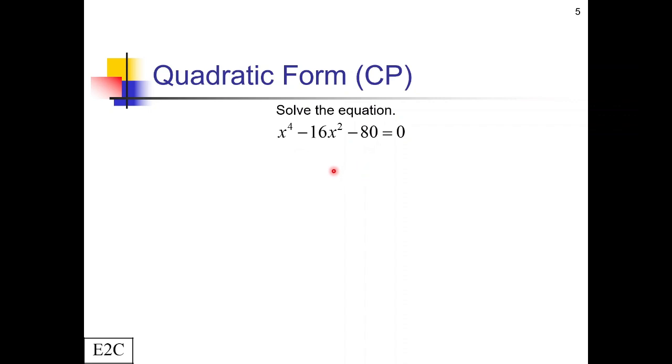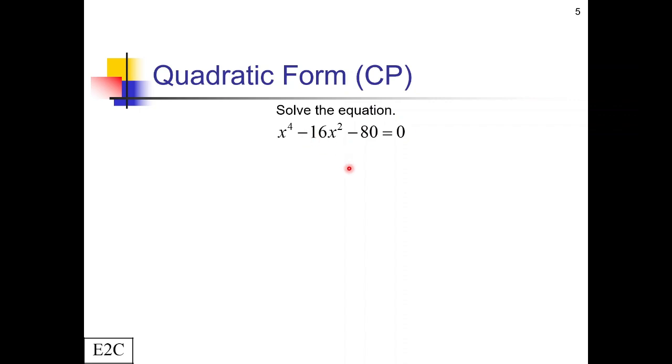Alright, so I'm going to treat this like a quadratic, only I'm going to use x squared instead of x when I break this thing up. So let me just use some regular factoring reasoning. What are two numbers that multiply to negative 80 and add up to negative 16?